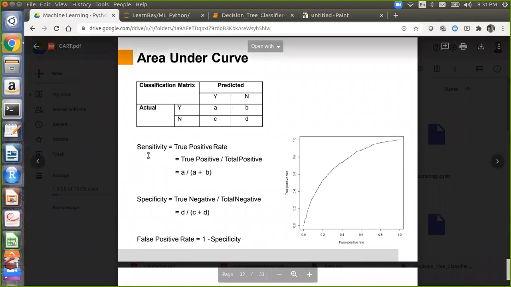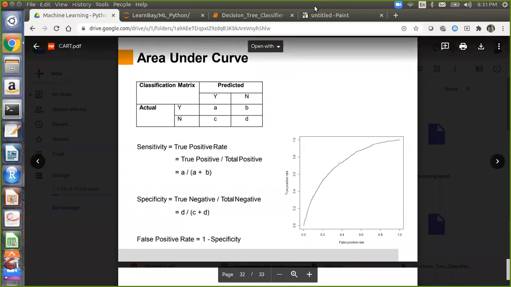So there is one thing called sensitivity. Sensitivity is nothing but the true positive rate, which is true positive divided by total positive, equal to A divided by A plus B. So A divided by A plus B will give you the true positive rate. Another name for true positive rate is TPR, and one more name for TPR is sensitivity. One more name for sensitivity is recall.